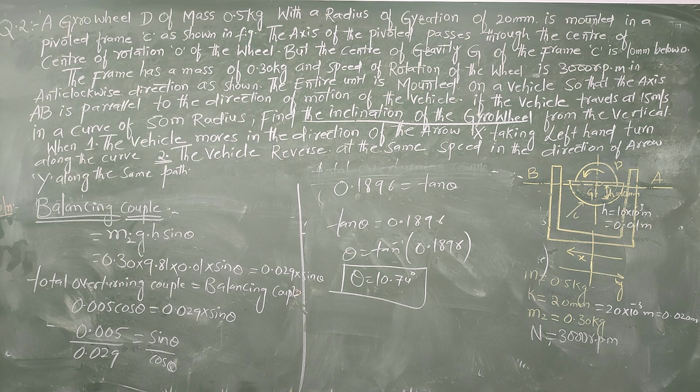Again we need to find out when the vehicle is reversed at the same speed in the direction of arrow Y along the same path. Okay, please take this snapshot.